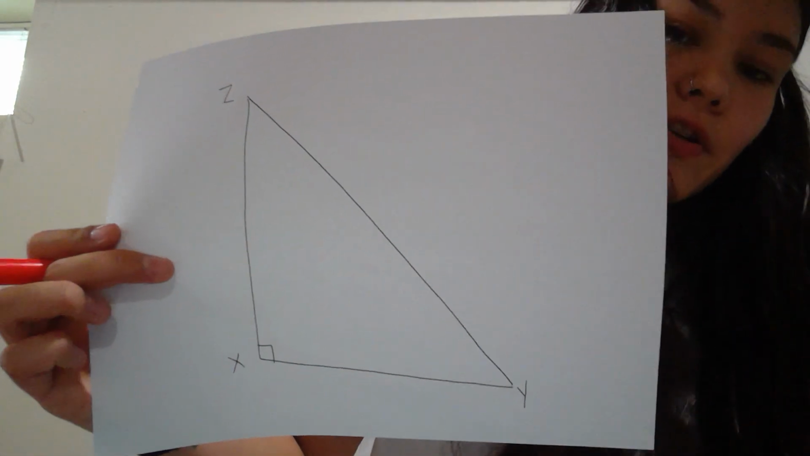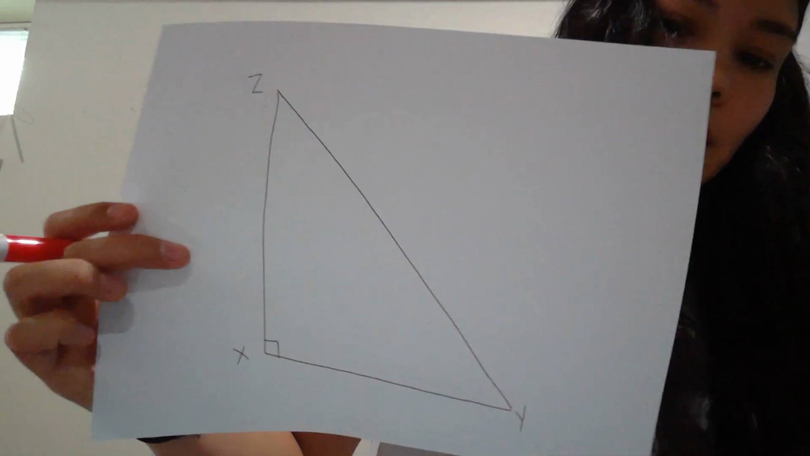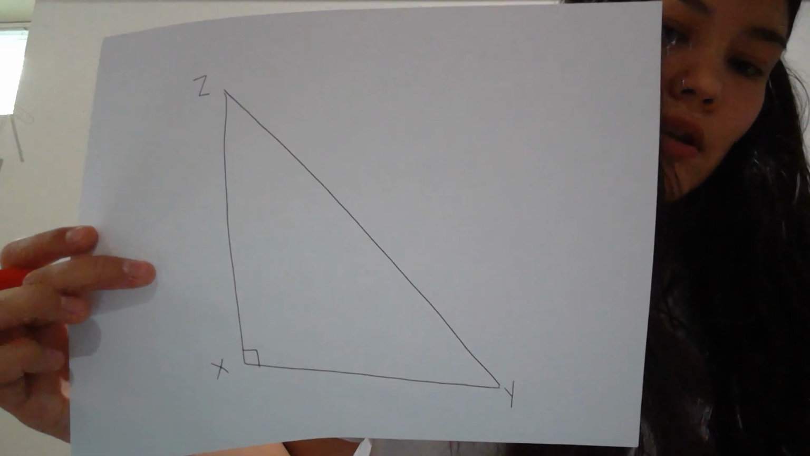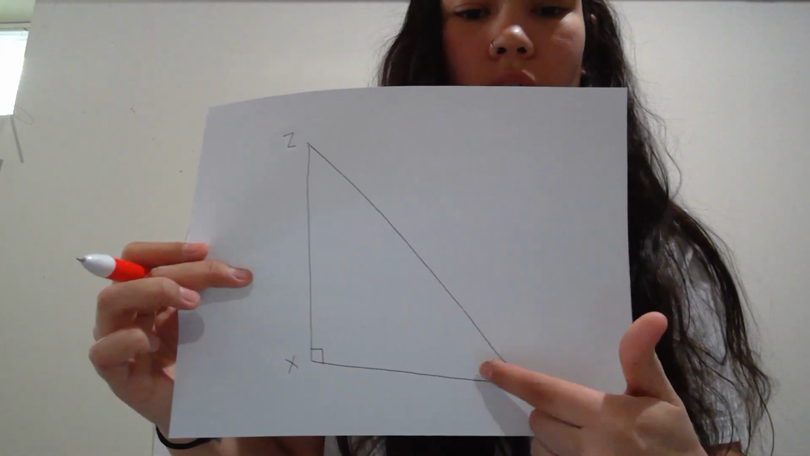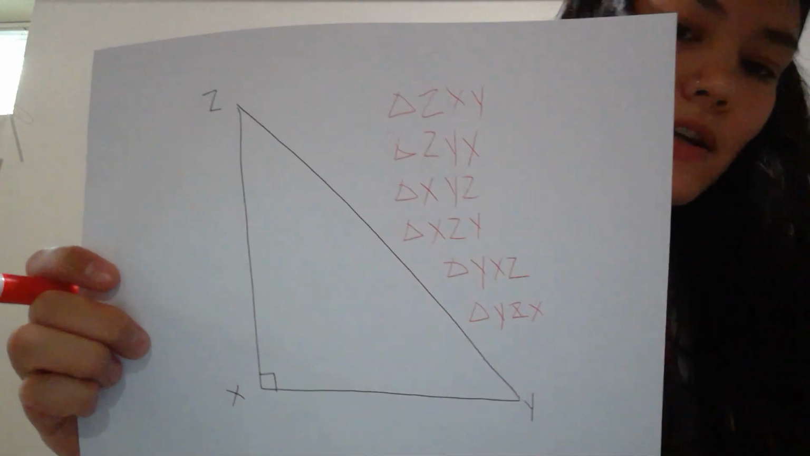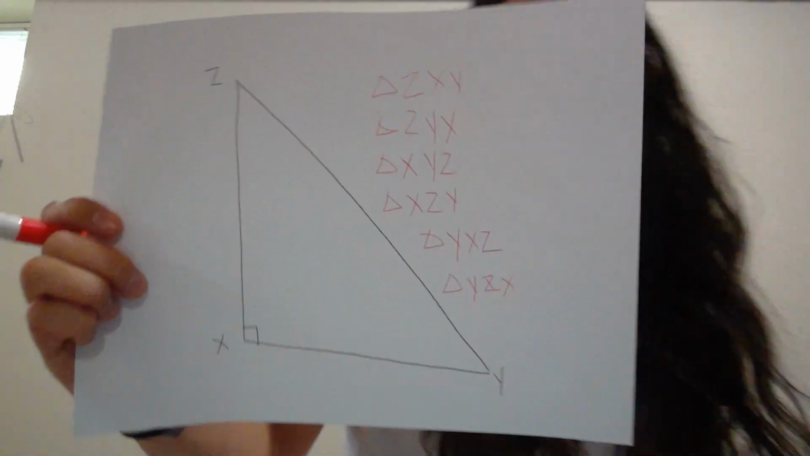All right, here's the next triangle. What type of triangle is this and what can you name it? This is a right triangle, and we know because we see that there's 1 right angle and 2 acute angles. We could name this triangle ZXY, ZYX, XYZ, XZY, YXZ, or triangle YZX. So if you said any one of those, that's right.